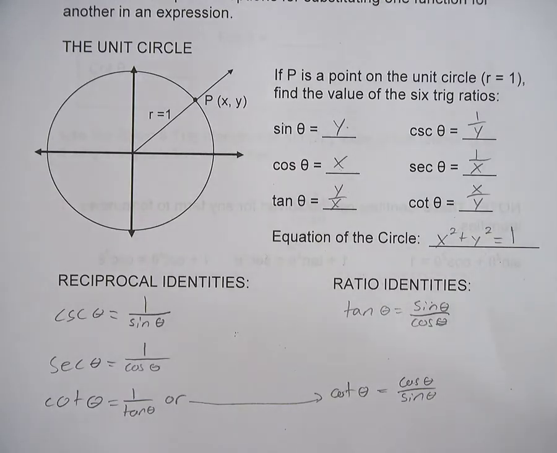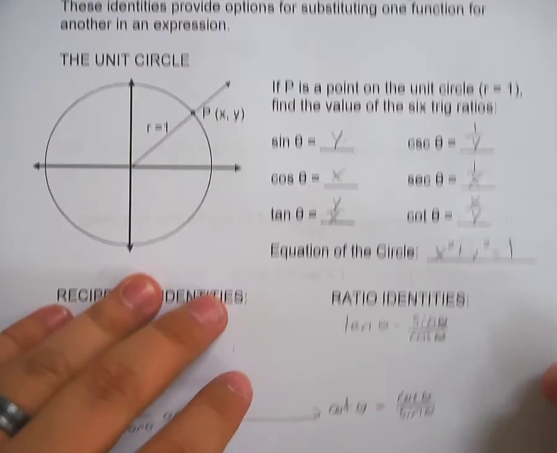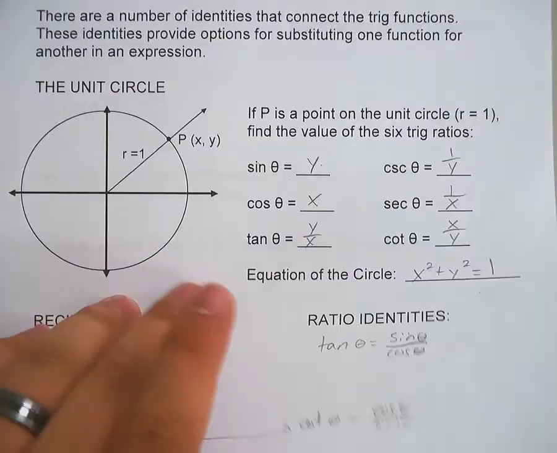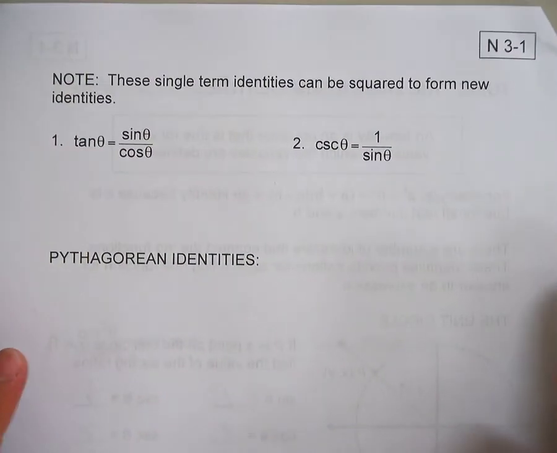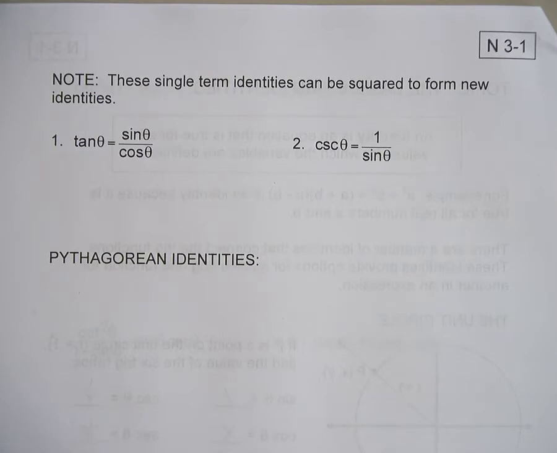Okay, so a little bit about some trig identities. We're actually going to use these a little bit later, and you'll see where in just a second. Keep going down here. All right, and it says note. Big old note here. These single term identities can be squared to form new identities.